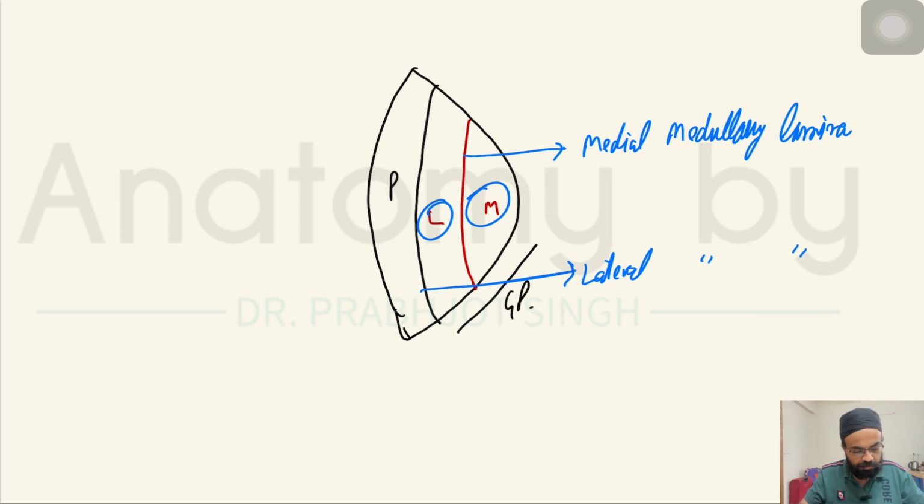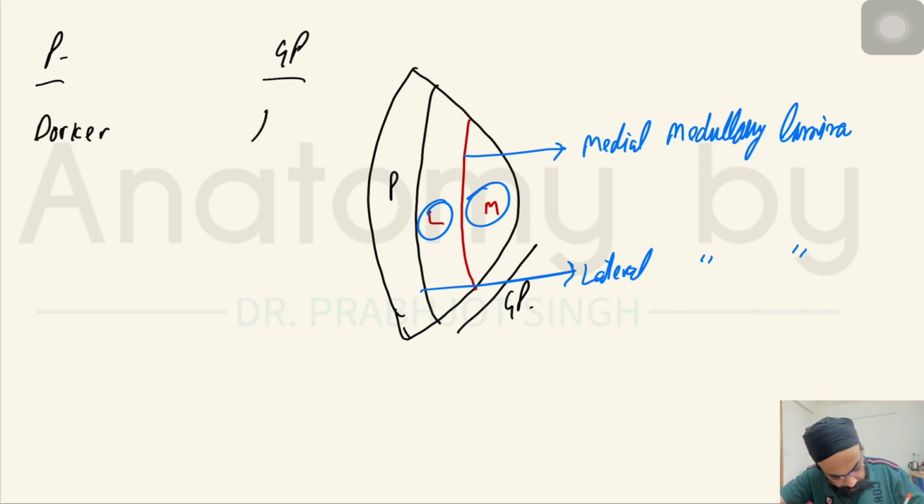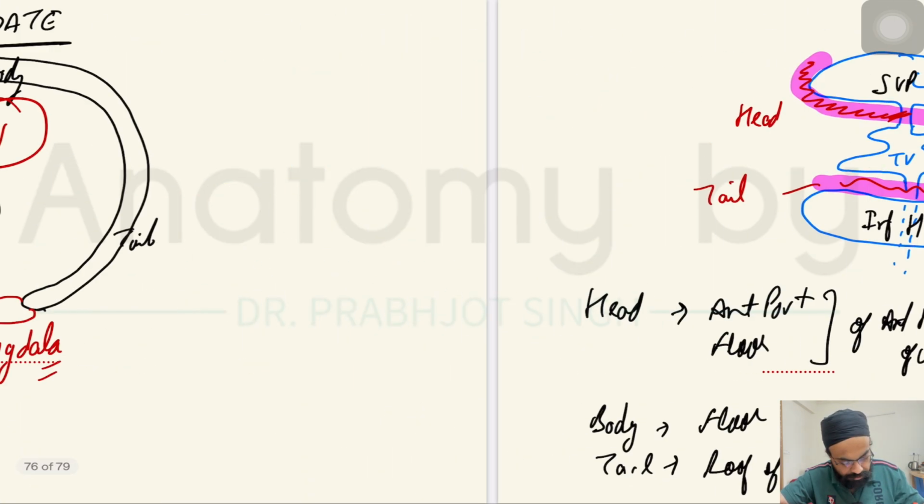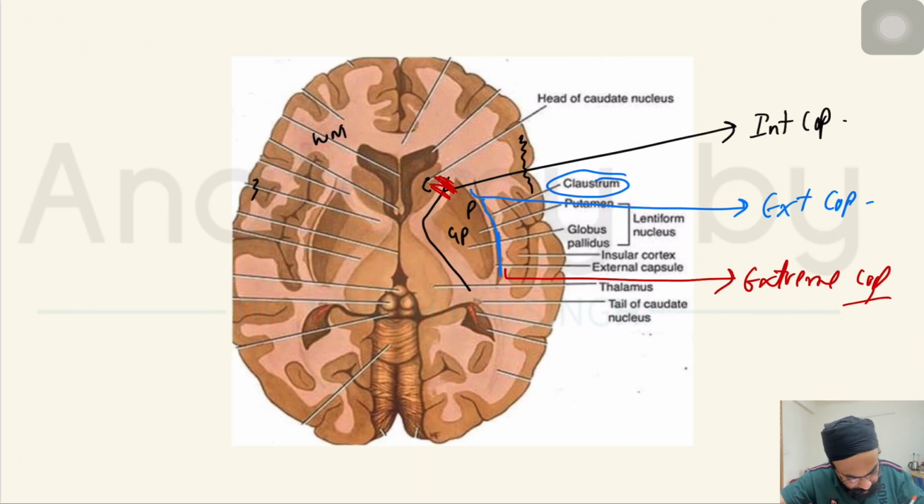Now let us write about the putamen and globus pallidus. Putamen is basically your lateral one, and globus pallidus is your medial one, as we know over here. Now we need to know that putamen is darker and globus pallidus is lighter. Putamen is mainly afferent and globus pallidus is mainly efferent. These are the two differences. Let's have a look at this image. So as you can see, this is dark and this is light.